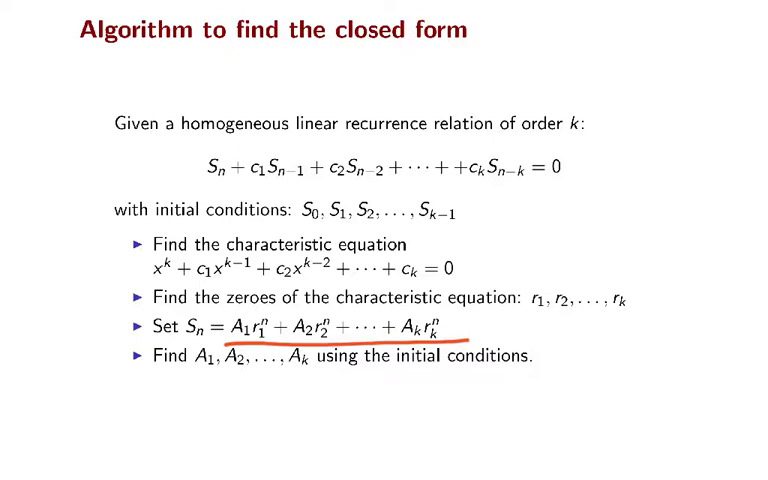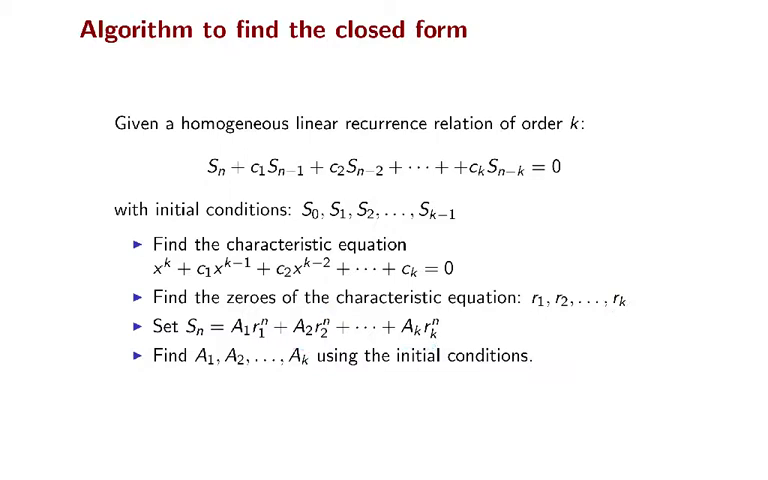What does it mean, this way? Well, you are going to set Sn equal to an unknown, let's call it A1, times R1, where R1 is one of the roots that you calculated here, to the n. Then take the second of the roots and write again an unknown A2 times that number to the n, and so on with all the roots until you get the last one. And for the last one, you are going to write Ak times that number to the n.